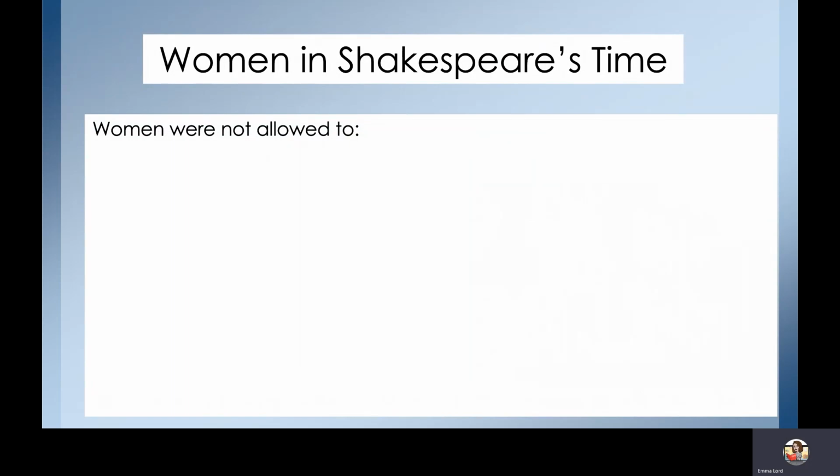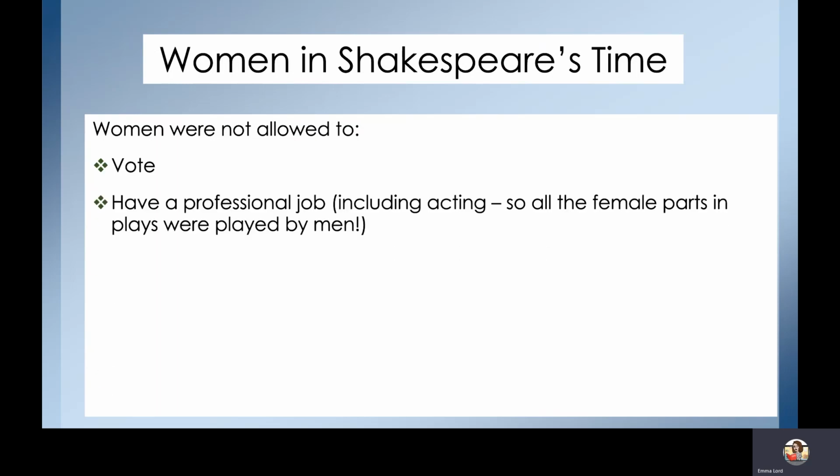So let's talk a bit now about women and the role of women and gender stereotypes at the time. So again, 1606, the Jacobean era, this is a time when women weren't allowed to vote. They weren't allowed to have any kind of professional job, so even acting. So actually in the original stage production of this, all of the female parts were played by men. So Lady Macbeth would have been played by a man, which I think changes things slightly.